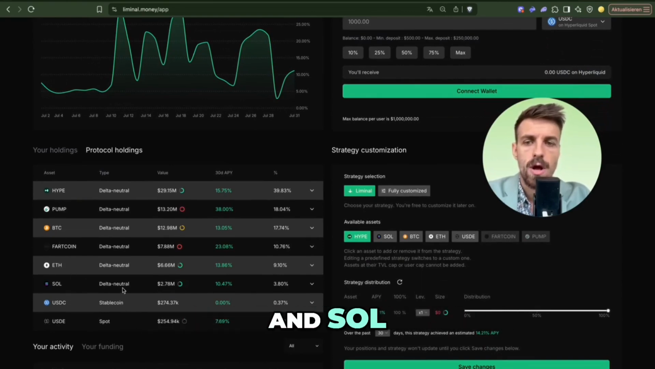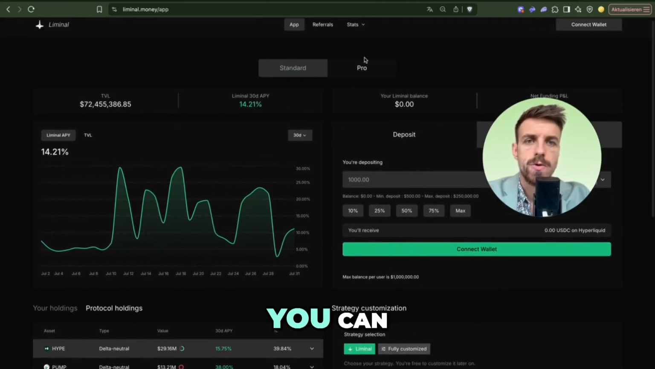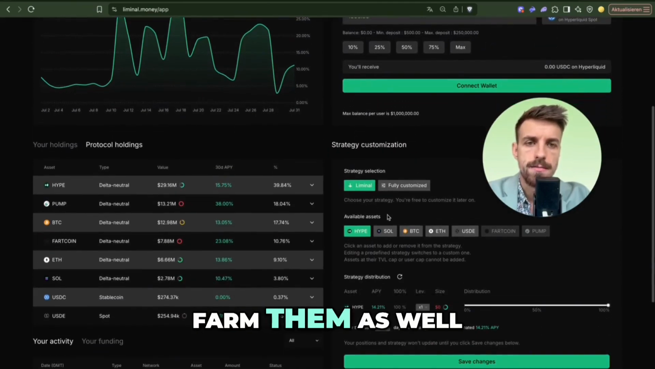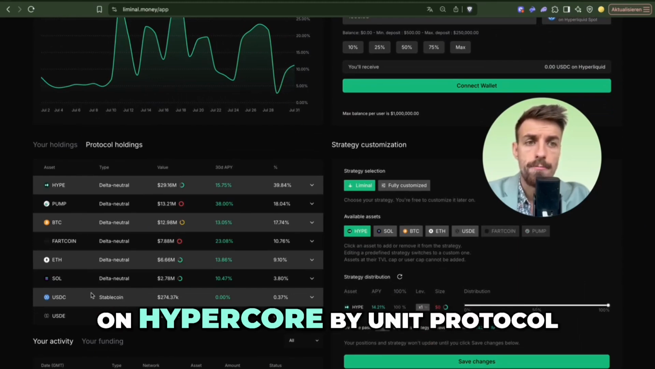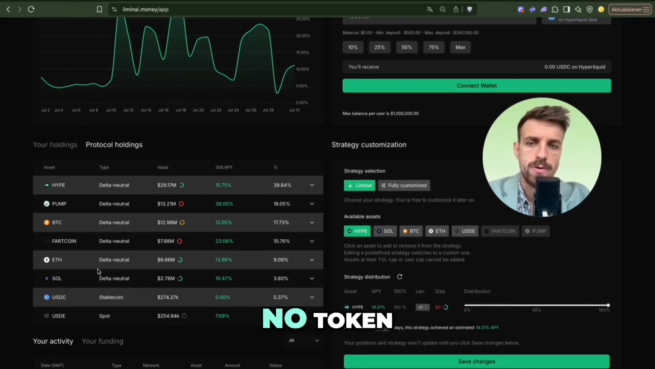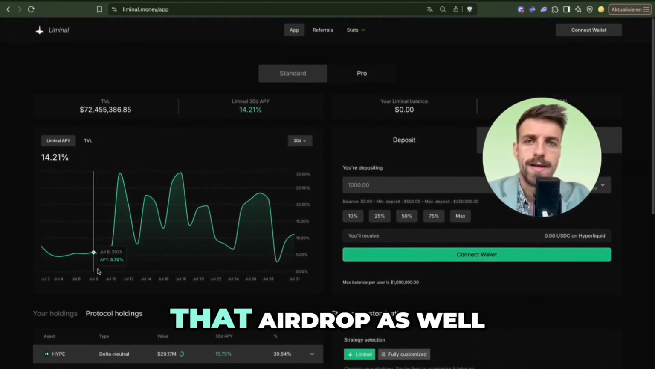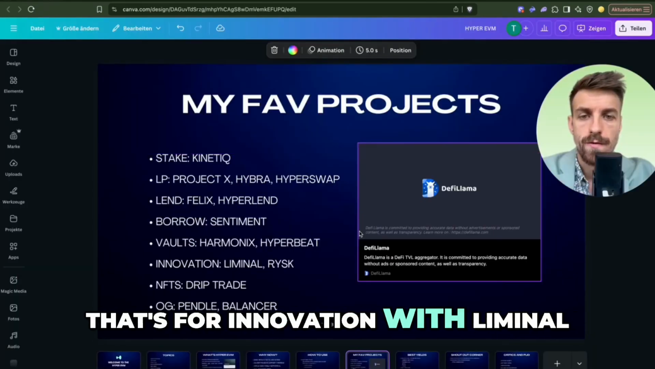Bitcoin, Fartcoin, and Sol. Those assets, if you check them on here, you can farm them as well. And those are supported on Hypercore by Unit Protocol. And also Unit has no token. So yeah, you get to farm that airdrop as well. So that's for innovation with Liminal.